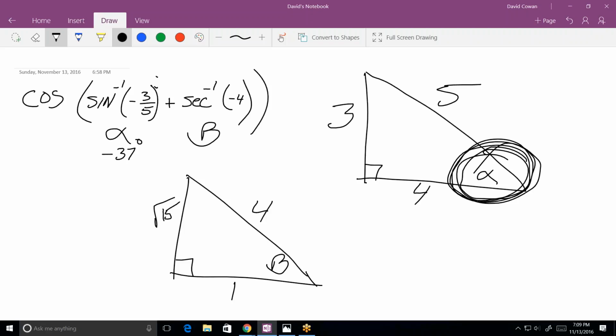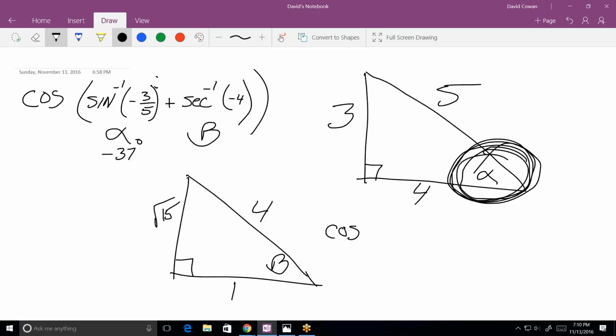Well, what I originally did was just use the sum and difference formula, right? So what do we have? We have the cosine of alpha plus beta. Let me work down here in the lower right. That is going to be, what's the identity for it?